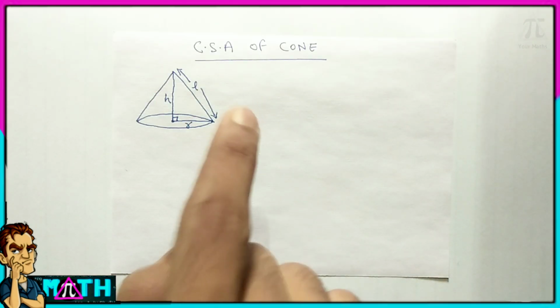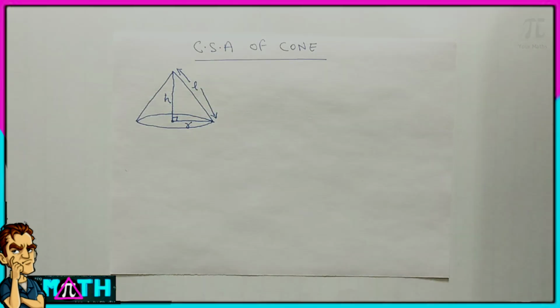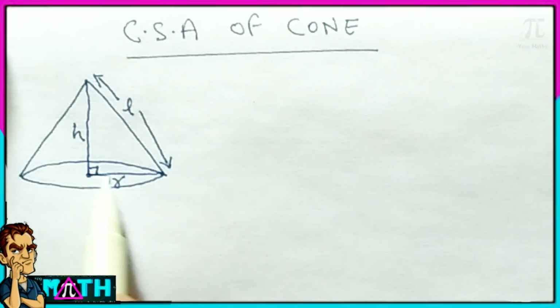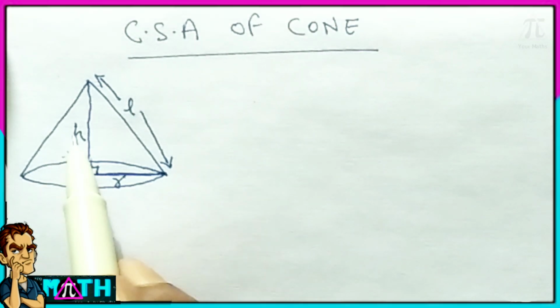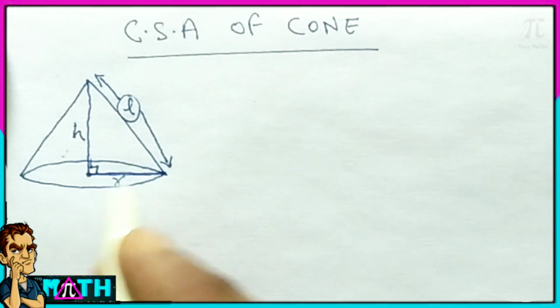Today we are going to prove the curved surface area of a cone. So let's go. Here you can clearly see that this is the base radius of the cone, this is the height of the cone, and this is the slant length of the cone.